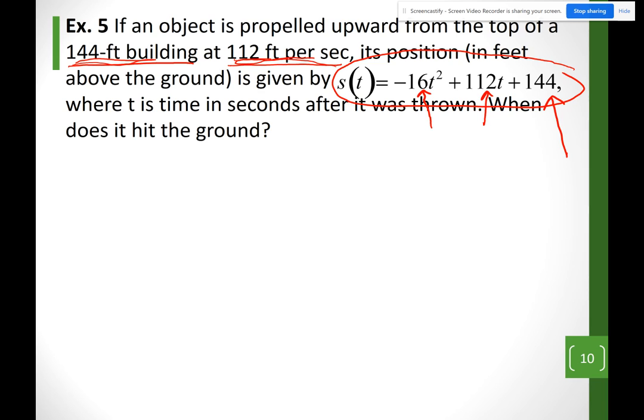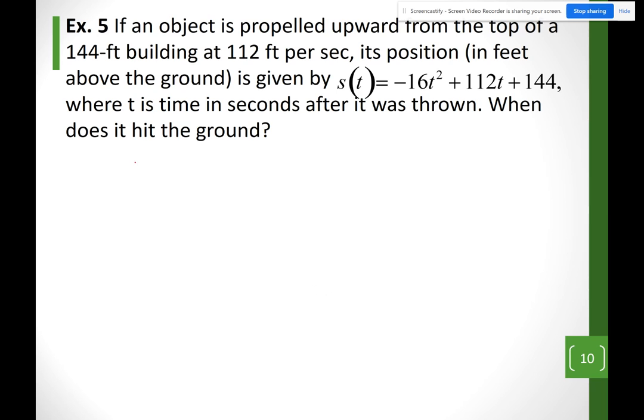So this formula gives us the height of an object. t is in seconds. So when I continue reading, it says where t is time in seconds after it was thrown. So that formula will give me the height of the object after t seconds. All right, when does it hit the ground? Remember, the formula gives me the height of the object. I'm trying to know, when does it hit the ground? Wouldn't the height be 0?